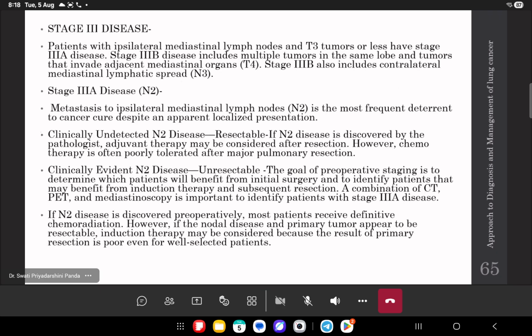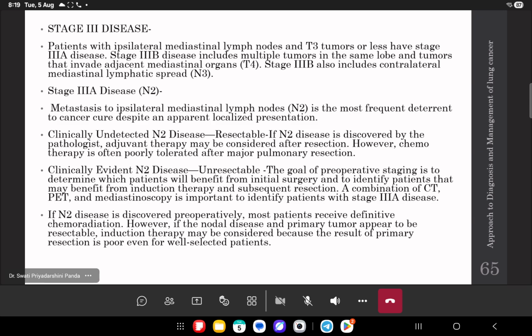Stage 3 disease. Patients with ipsilateral mediastinal lymph nodes and T3 tumors or less have stage 3A disease. Stage 3B disease includes multiple tumors in the same lobe and tumors that invade adjacent mediastinal organs, like T4, and stage 3B also includes contralateral mediastinal lymph node spread, N3. Stage 3 disease with N2 metastasis to ipsilateral mediastinal lymph nodes: these are the most frequent deterrent to cancer cure despite an apparent localized presentation.